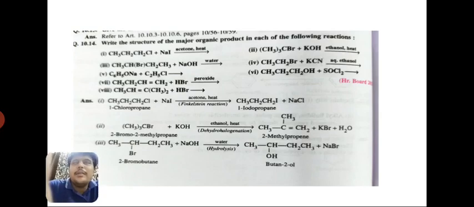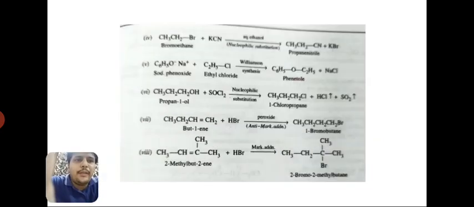Now next, alkyl halide, that is ethyl bromide, with KCN and aqueous ethanol. So student, in this case the cyanide group is directly attached at the position of the halogen. Now bromine is going to be removed and CN is going to attach, right? So this bromoethane is going to change into propanenitrile. You can see here propanenitrile, and the byproduct is KBr.